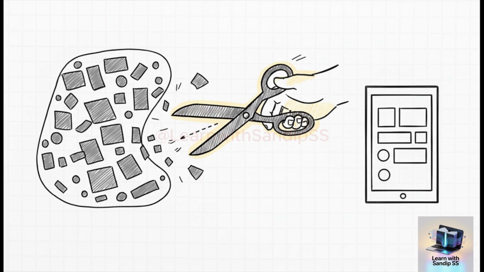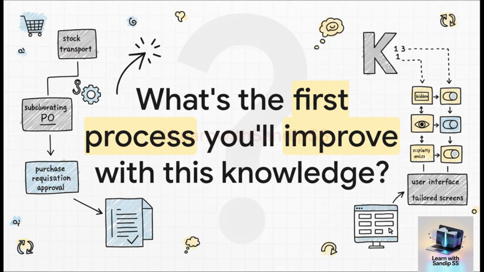So if you take away just one thing from this, let it be this. You are no longer stuck with the out-of-the-box SAP screens. You now have the knowledge, the keys, and the rules to create purchasing screens that are perfectly tailored to what your business really needs. So I'll leave you with this question to think about. Now that you know how to do this, what's the first thing you're going to fix? Think about your daily work. Is there a clunky screen in the stock transport process? A confusing subcontracting PO? What's that one frustrating screen that you can now go and make better?